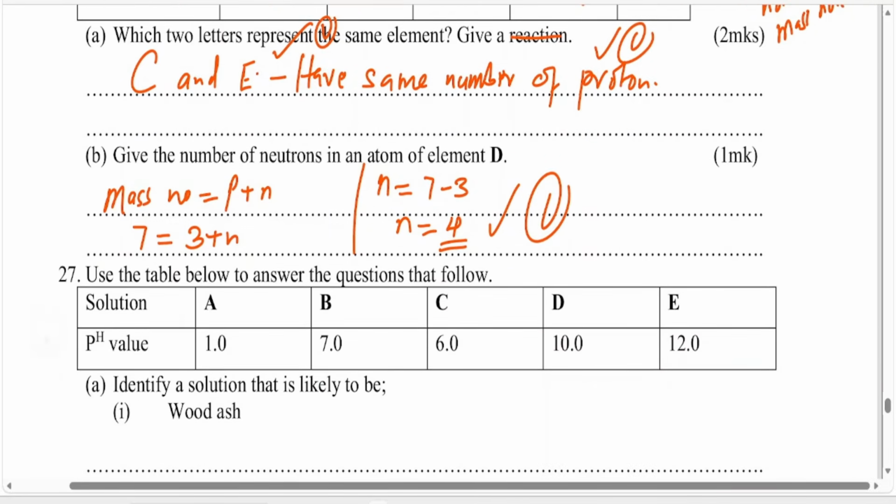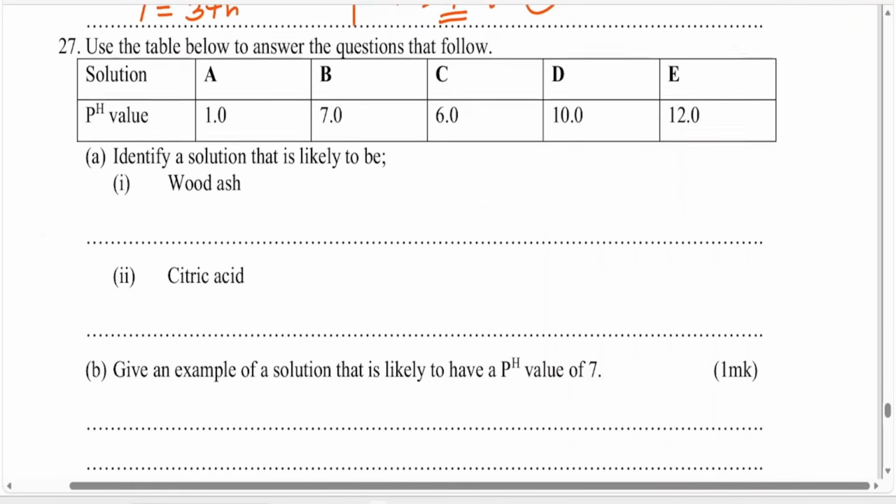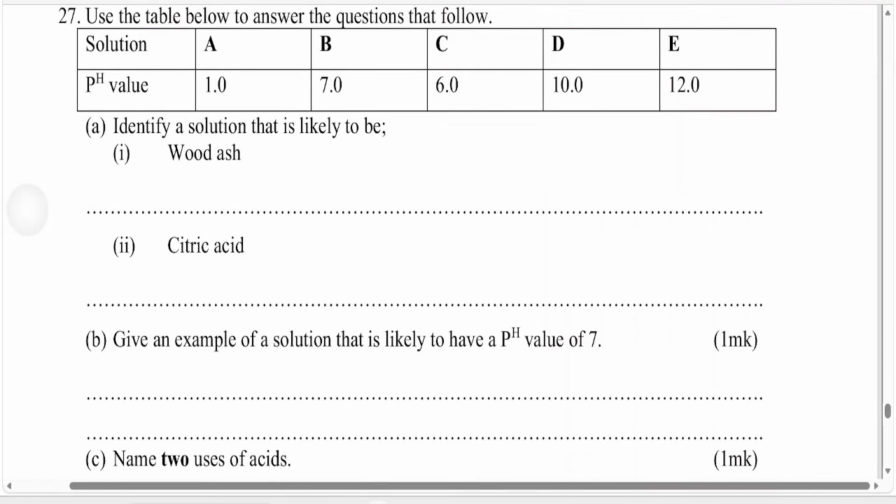Moving to the next question, number 27. Use the table below to answer the questions that follow. Solutions A, B, C, D, and E have different pH values: A with a value of 1, B 7, C 6, D 10, and E 10.